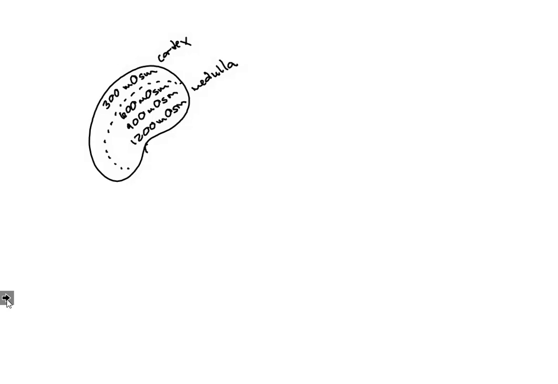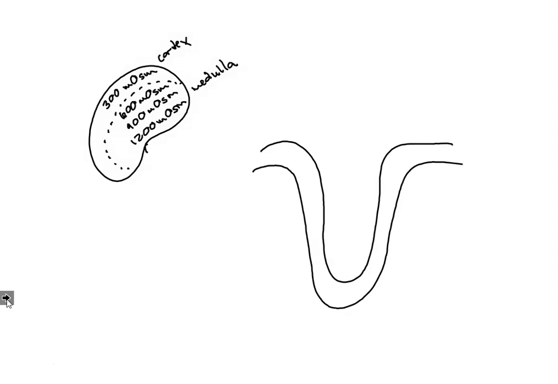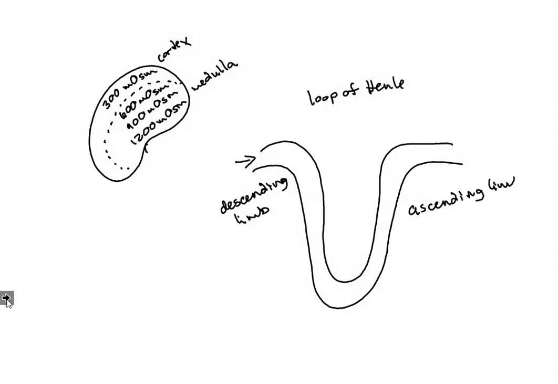And this concentration gradient is maintained because of the loops of Henle, especially the juxtamedullary loops of Henle. So now I'm going to draw a loop of Henle here. This is the descending limb. Loop of Henle. This is the ascending limb. So the fluid's flowing through in that direction.